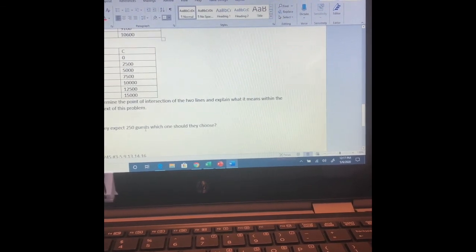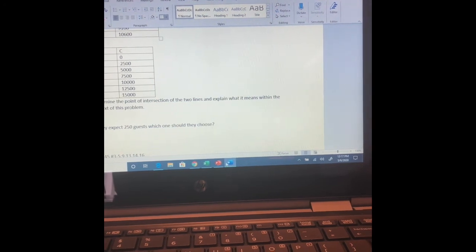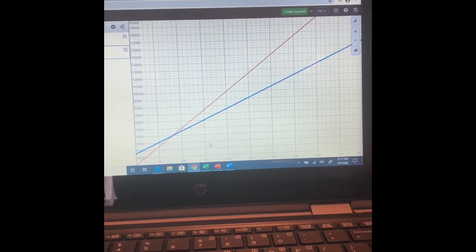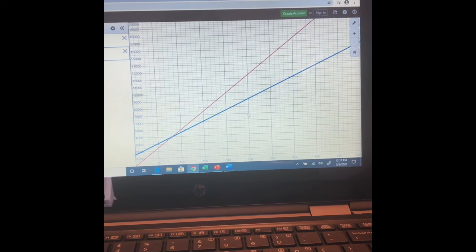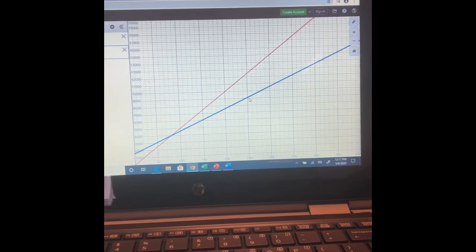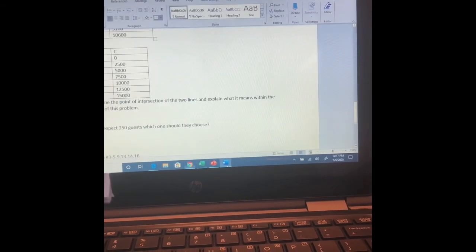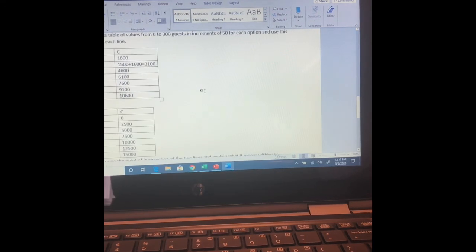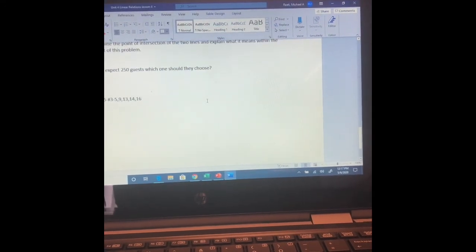If they expect 250 guests, which one should they choose? So let's go back to that graph. 250 guests is way over here. So the cheaper one is blue, which is the golf course. The golf course is cheaper at 250 guests. So there's systems, making multiple lines and seeing where they cross.